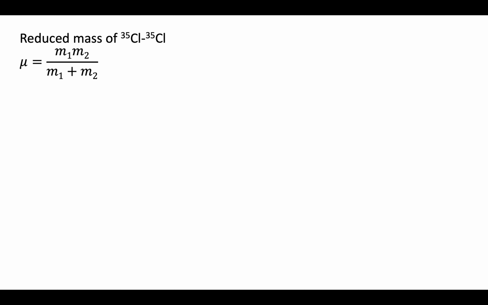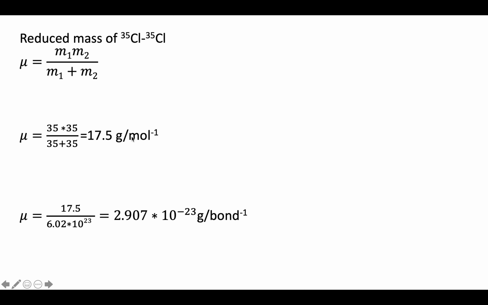Next, we have to calculate the reduced mass. It's a very simple equation. M1 is just the molecular mass of the first atom, which is 35. M2 is just the molecular mass of the second atom, which is again 35. So it's just 35 multiplied by 35 over 35 plus 35. This will give us 17.5 grams per mole to the minus 1, but we don't want it in mole to the minus 1. We want it in per bond to the minus 1.